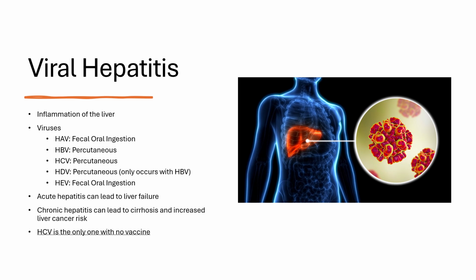For hepatitis D, you can't have this one unless you have hepatitis B. And then hepatitis E is the same as hepatitis A. The thing about hepatitis is that it can lead to liver failure, cirrhosis, or an increased risk of liver cancer. So the main thing to understand is that hepatitis C is bloodborne. There is no vaccination. We do get vaccinated for hepatitis B, and hepatitis A is fecal oral ingestion, and that is the inflammation of the liver.